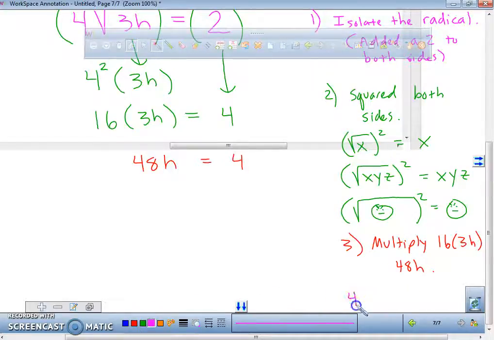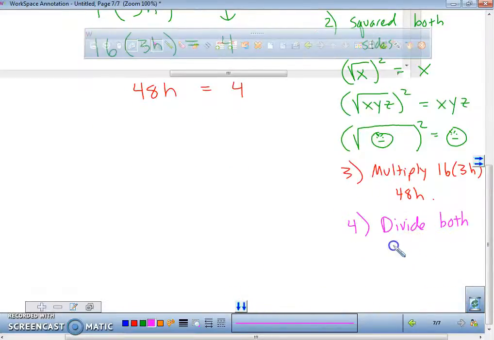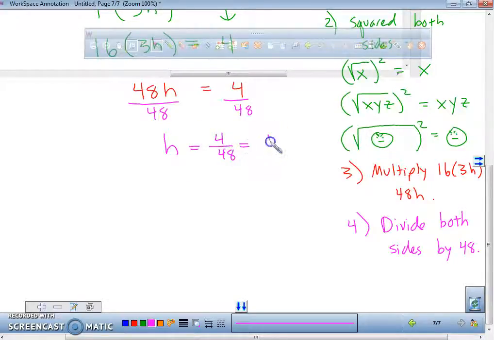And the very last step is to do what to both sides? Divide both sides by 48. And h is equal to 4 over 48, which also reduces to 1/12. Okay? Whenever you get an answer, make sure you take that answer and plug it back into the original equation to see if it works.